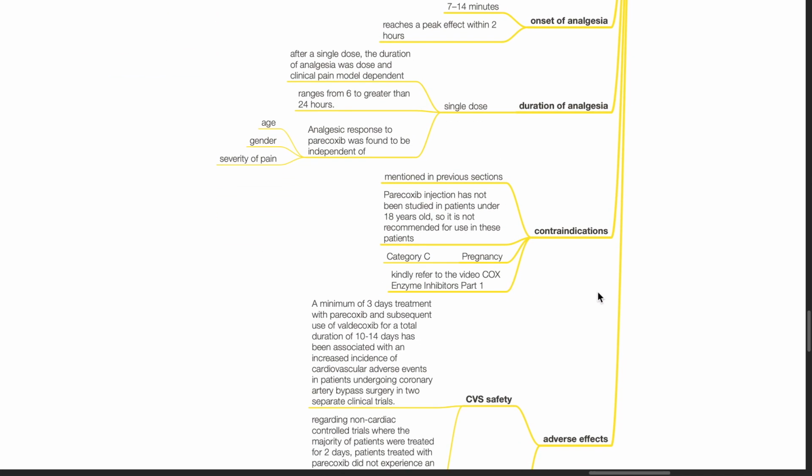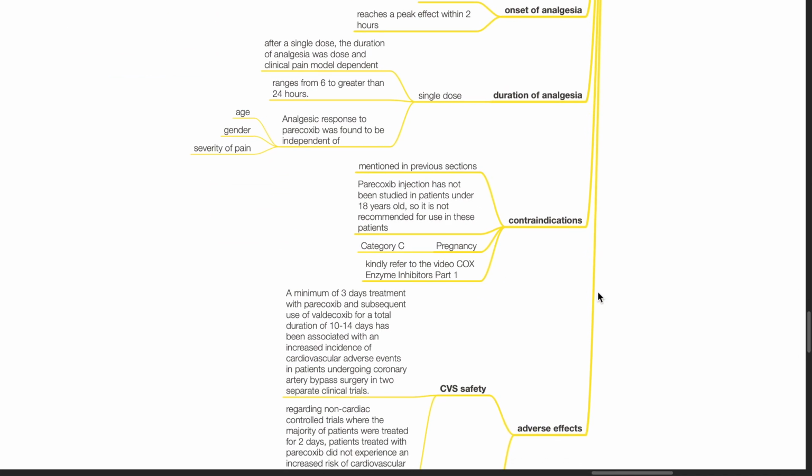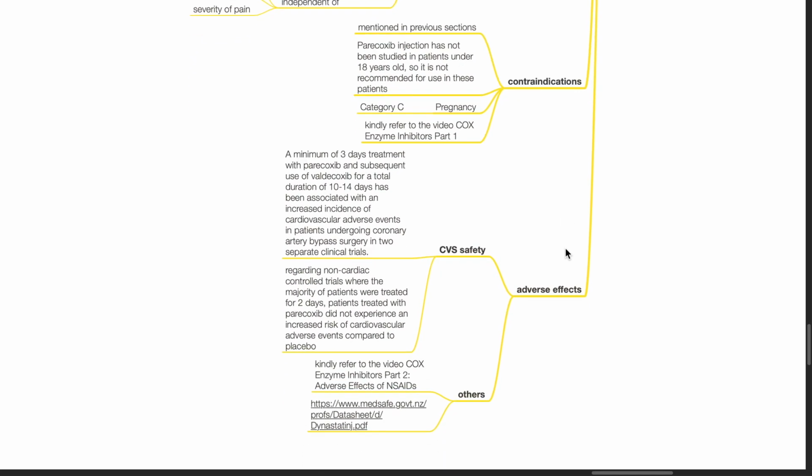Contraindications for COX-2 inhibitors are mentioned in previous sections. Percocet has not been studied in patients under 18 years old and its use is not recommended for these patients. Percocet is pregnancy category C. Kindly refer to the video COX enzyme inhibitors part 1 for further details on contraindications of COX-2 inhibitors.